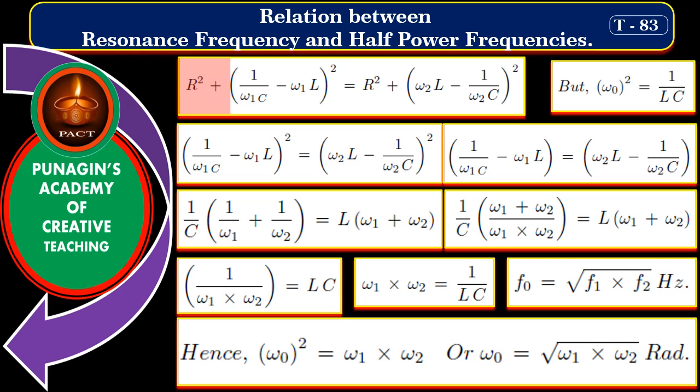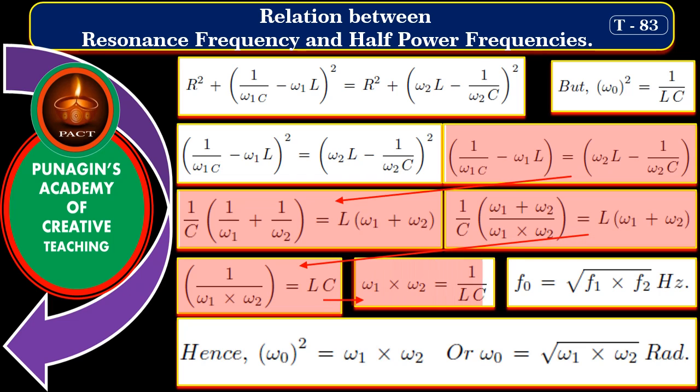Friends, the equation obtained by equating the right hand sides is reproduced here. We see that r square cancels out and we get this equation. By removing the square, we get this equation. By rearranging, we get 1 upon omega 1 into omega 2 is equal to LC, or omega 1 into omega 2 is equal to 1 upon LC.